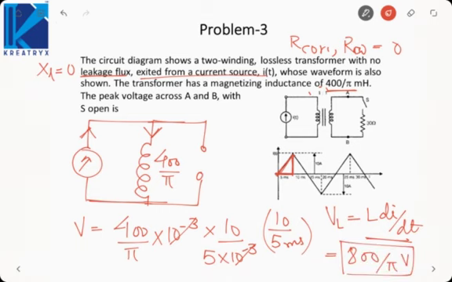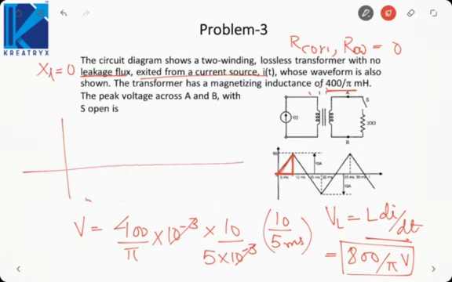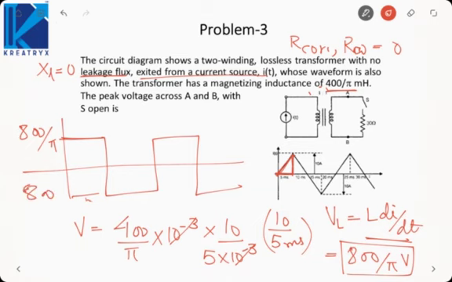And since we are taking the derivative of the current, the voltage waveform will be a square wave. That is initially positive, then negative, then positive, negative. So whatever voltage we are driving is the peak voltage. This will be 800 by pi. The other peak will be minus 800 by pi. This will be the waveform for the voltage across the inductor.